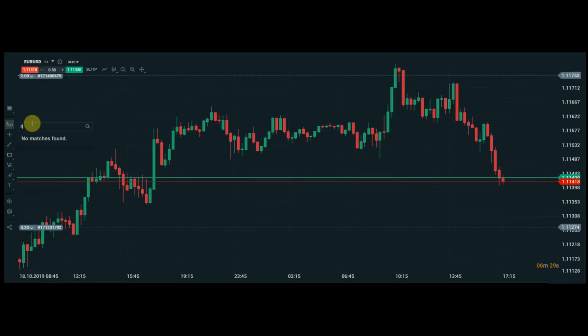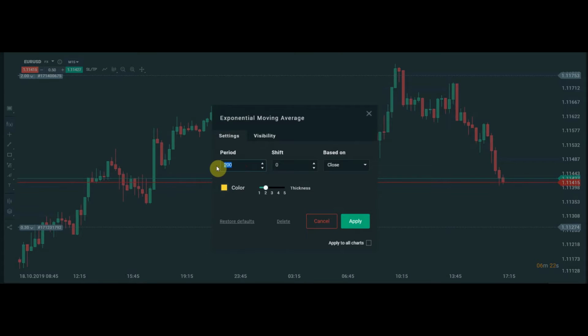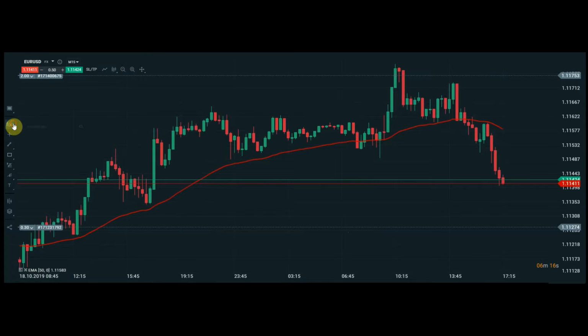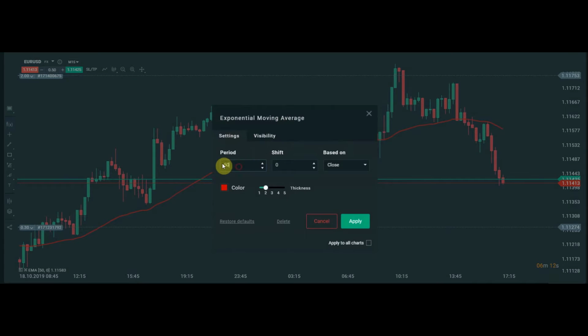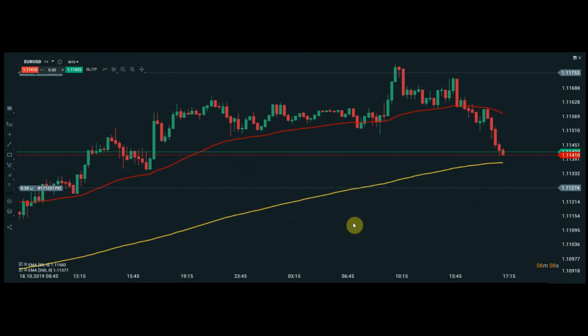So let's put on a 50 moving average. Okay, so put a 50 moving average on and we'll color it red. And let's put a 200 moving average on and color that yellow. So what we can do now is you can see what tends to happen when these things interact with each other. And that's literally a simple strategy, okay?